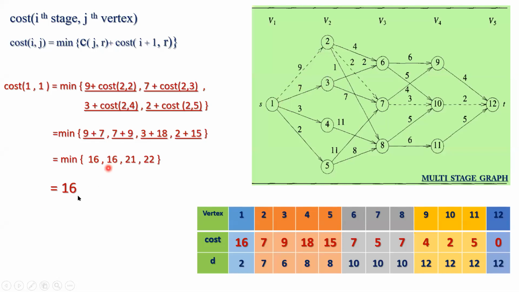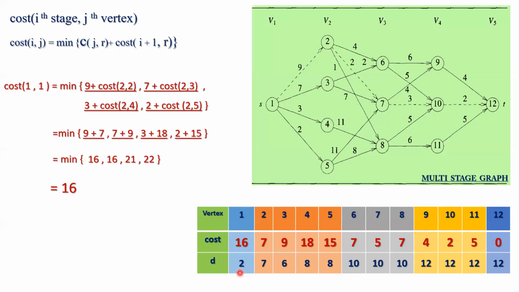So here it is 16. The cost of vertex 1 at stage 1 is 15. From vertex 1, the minimum cost is leading to vertex 2, so that is also updated in D. With this, with the help of the formula and discussion, we have completed and updated each and every entry in the table.